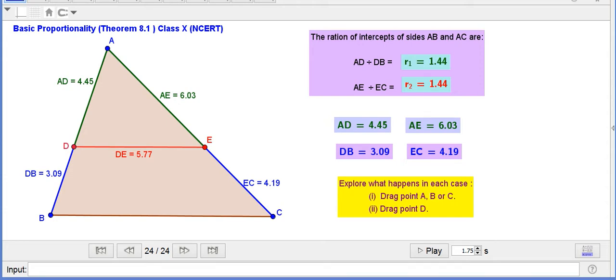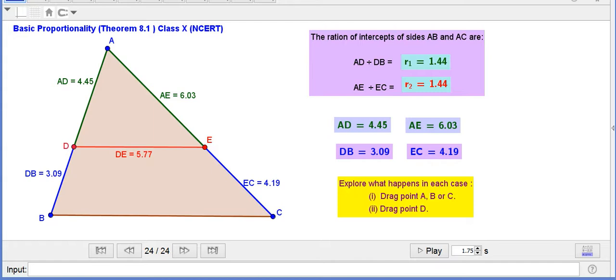This is the basic proportionality theorem, theorem number 8.1 of class 10th given in the NCERT textbook. The statement of the basic proportionality theorem: in triangle ABC, if DE is parallel to BC, then the intercepts on AB and AC are in the same ratio. It means AD by DB is equal to AE by EC. We have to verify these things with the help of this software.